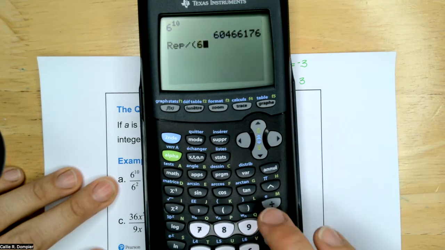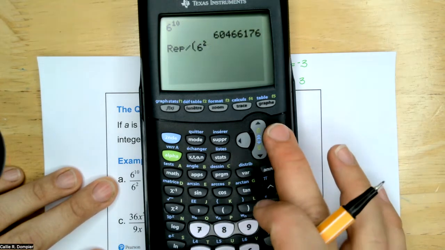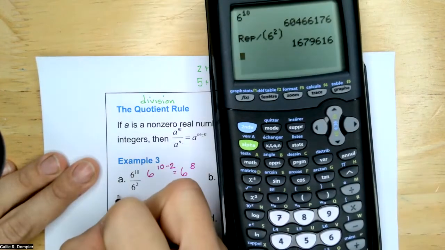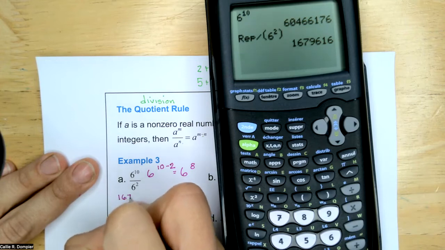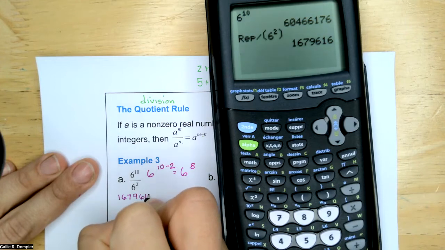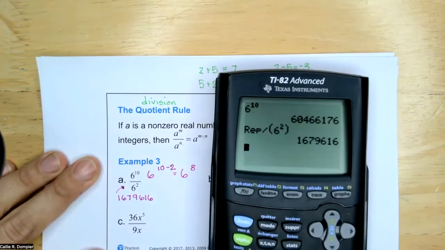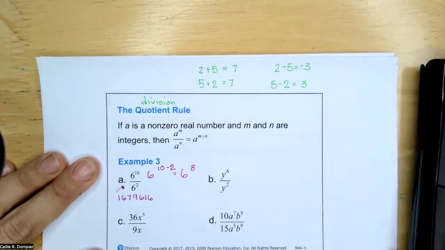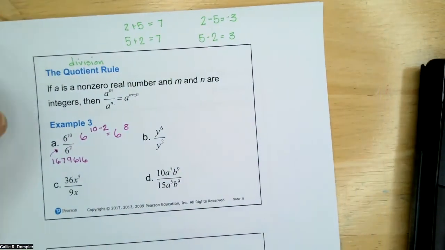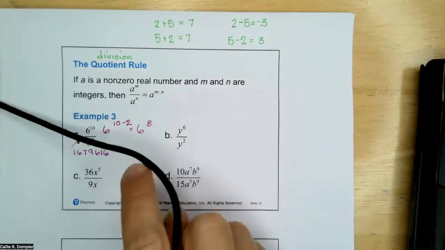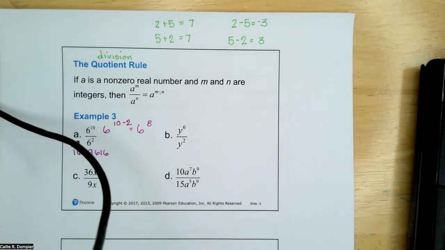divided by 6 to the power of 2. We get 1679616 as our answer here. Is that the same as 6 to the 8th? It is. So if you have a whole number, you can check it in your calculator. These you can't really check. You just have to trust that you know what to do.